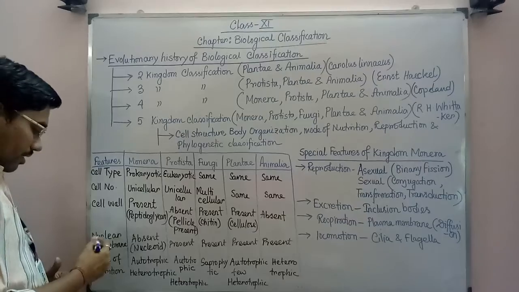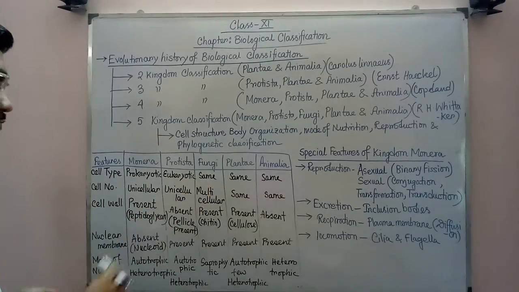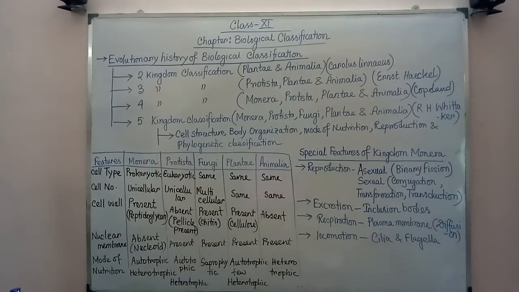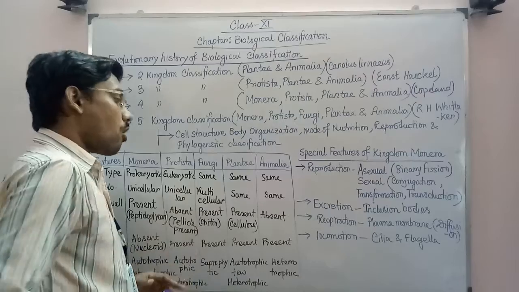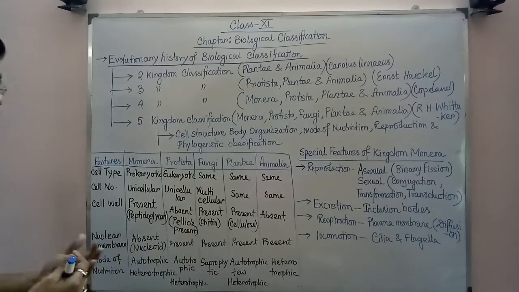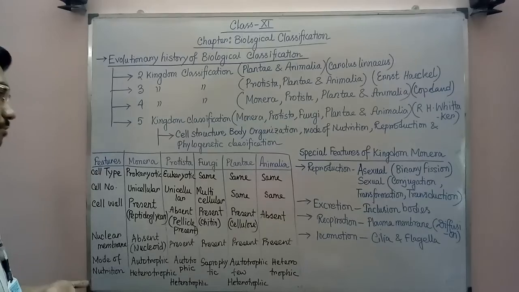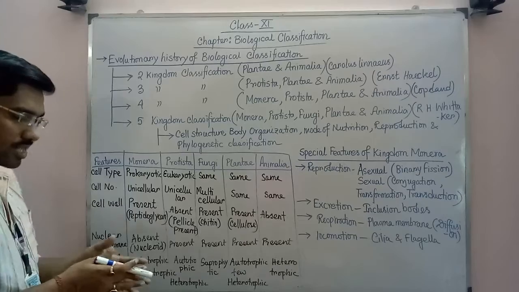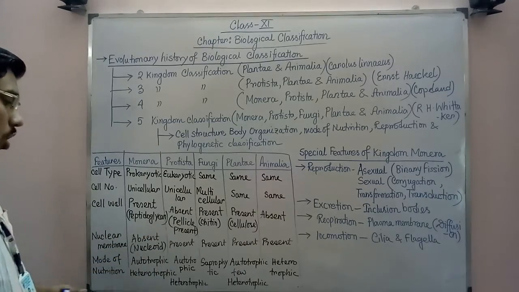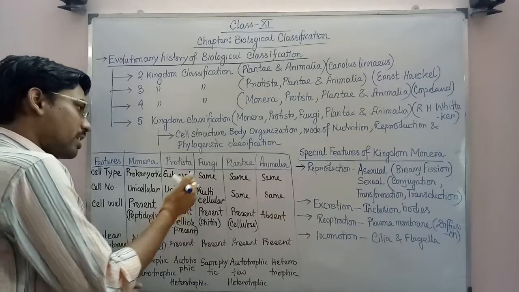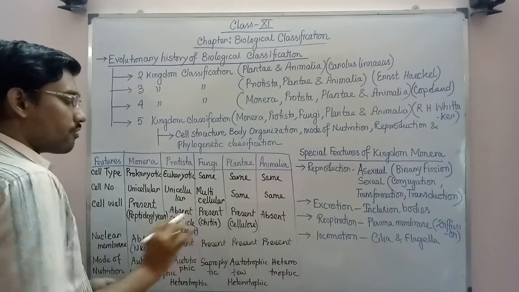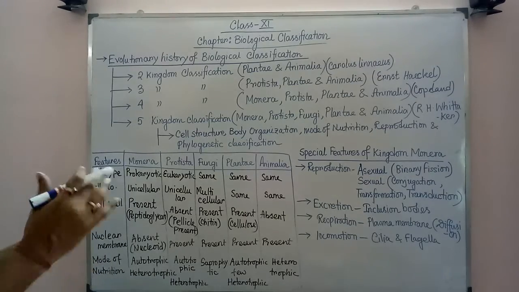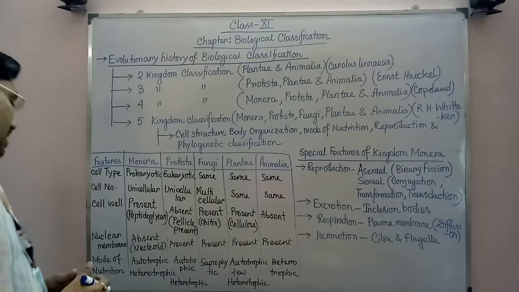Now we come to the next point, that is the nuclear membrane. Already in the first point we discussed which cells are prokaryotic, so obviously nuclear membrane will be absent for them, but the eukaryotic organisms should contain the nuclear membrane. So in Monera, the nuclear membrane is absent, that's why their nucleus is scattered within the cytoplasm. That is commonly known as nucleoid. But starting from Protista to Animalia, all organisms have a nuclear membrane because they have a well developed, well structured nucleus with various other complex structures present in the cell.